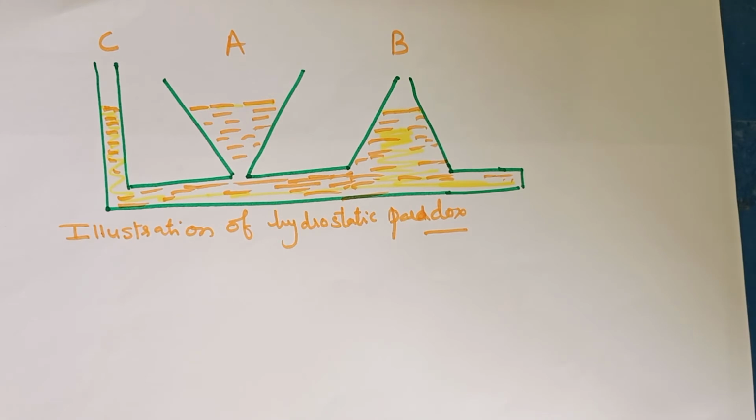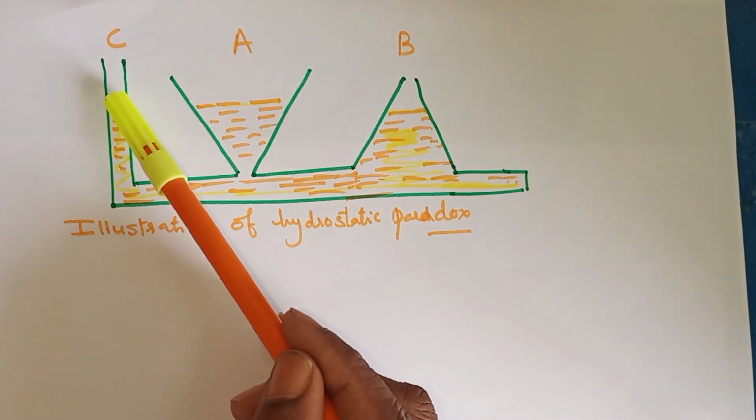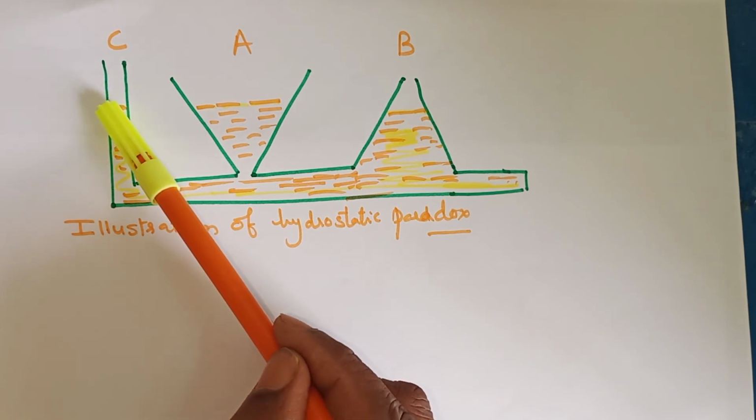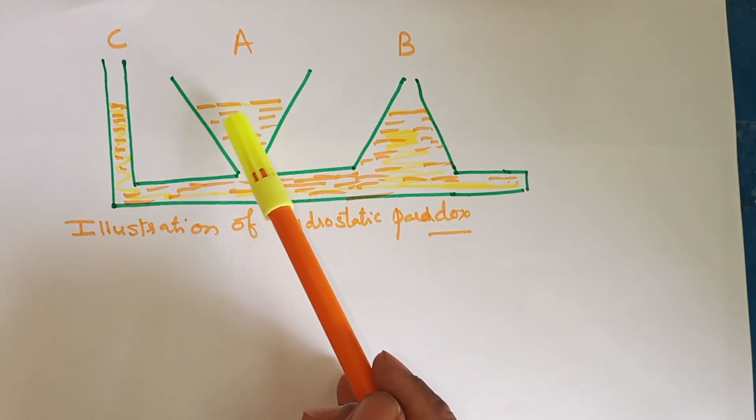See these simple figures with three different shapes or columns, A, B, C, where A, B, C are the open ends. So we consider these three vessels A, B, C with different shapes. They are connected at the bottom by a horizontal pipe, and on pouring water and filling it, after some time you observe that the water level remains the same.